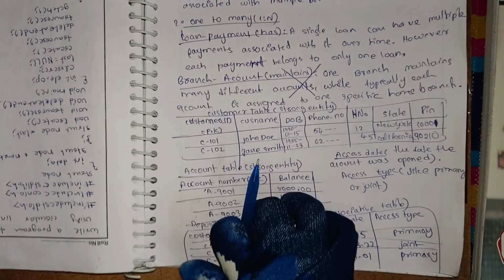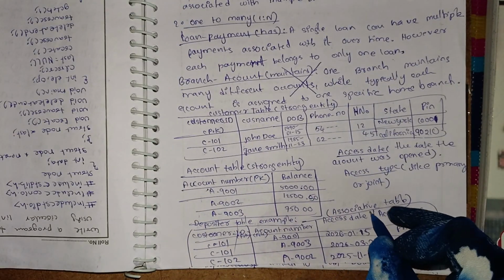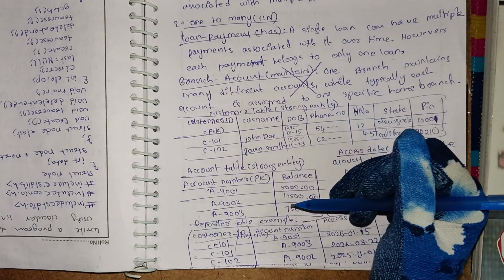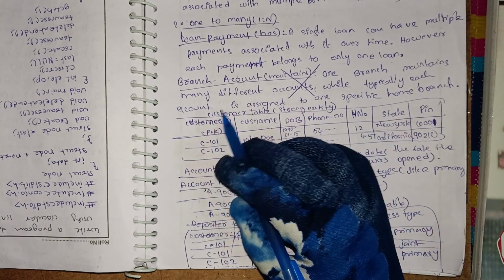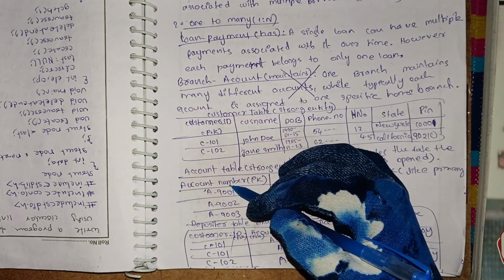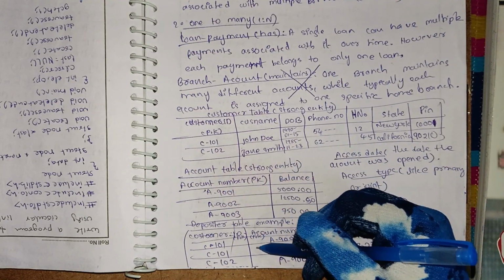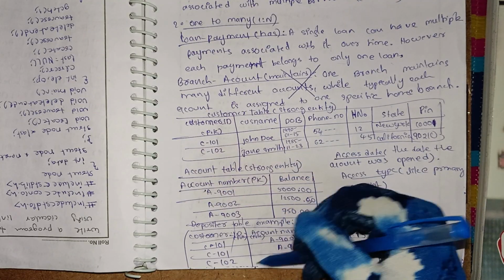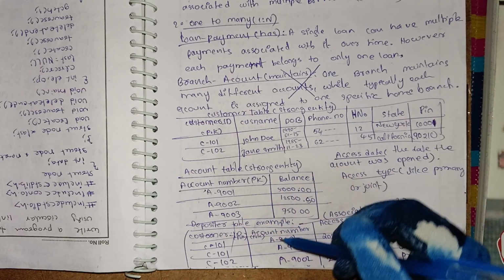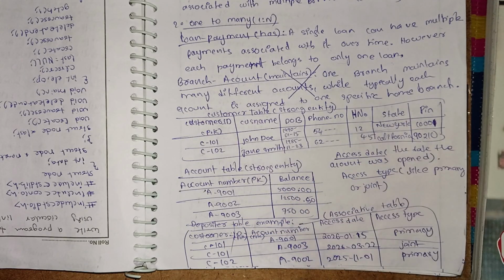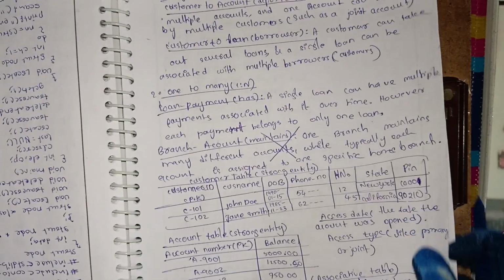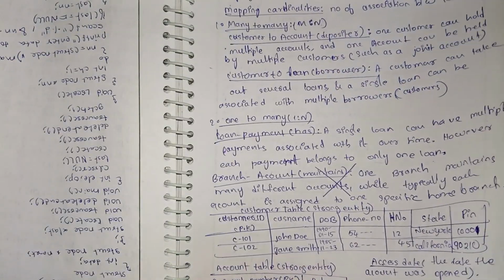So here this associative table will bring the primary key of the first table and the primary key of the second table and store them in its own table, and the relationship will be established. Okay, here how we will see now.